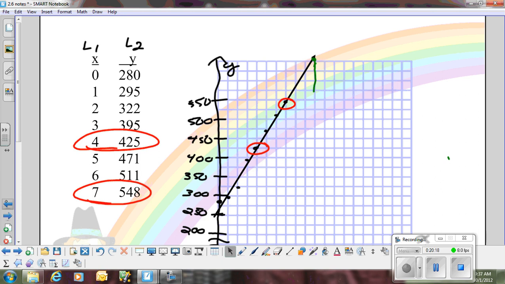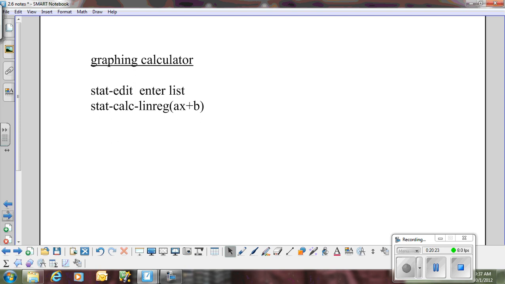Okay, so everybody got their numbers entered. Then the next step is you're going to push the stat button again. Now you'll see that there's calc at the top of the screen. Push the right arrow so that the calc is highlighted. Then you're going to push the down arrow. You go down to number 4, says linear regression AX plus B. Anybody not see that? Okay, once you see that, push enter. Now, once that's highlighted, on the next screen, it should say linear regression AX plus B. Push enter again.